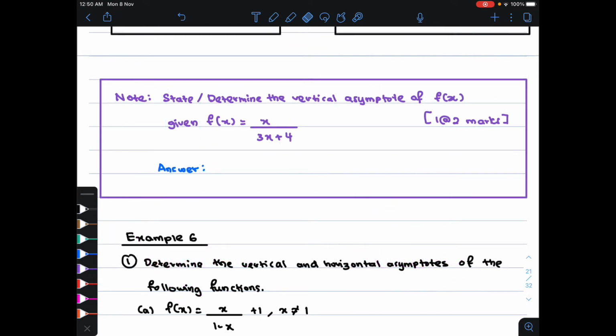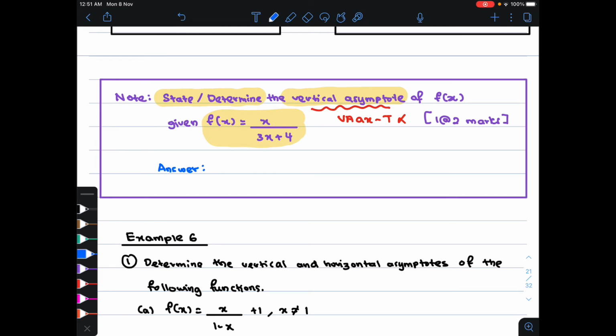Let's look at this note here. Say that the question wants you to state or determine the vertical asymptote of this f(x). Here, you can see that the marks allocated for this question is very small, which is just 1 or 2 marks. So, we know that to find vertical asymptote, you need to use VEXT. But since the mark here is very small, this means that you don't need to use VEXT. You just need to state the value of x, which is your vertical asymptote, from this f(x).